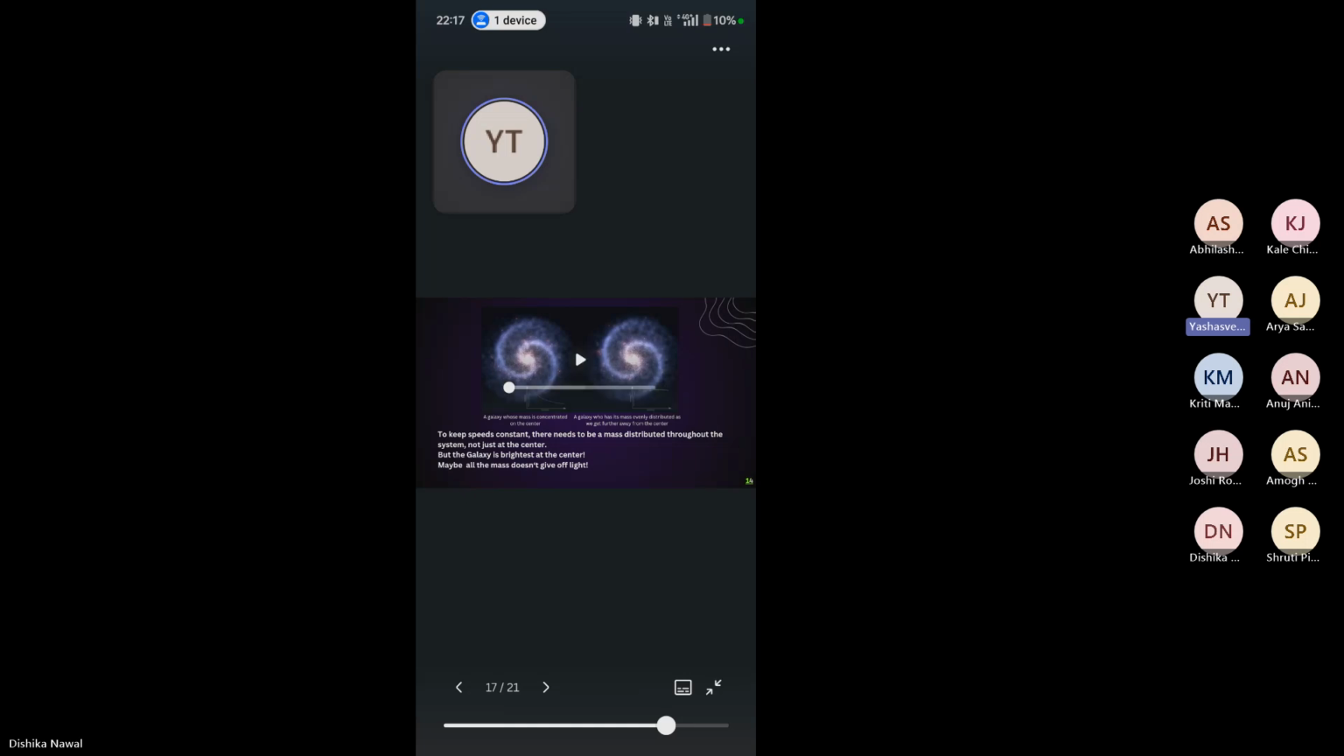Here is an animation showing two galaxies. The first galaxy is the galaxy whose mass is concentrated at the center, and the second galaxy is a galaxy which has its mass evenly distributed as we get further away from the center. To keep the speed constant, there needs to be mass distributed throughout the system and not just at the center. But the galaxy is brightest at the center, as in the first one.